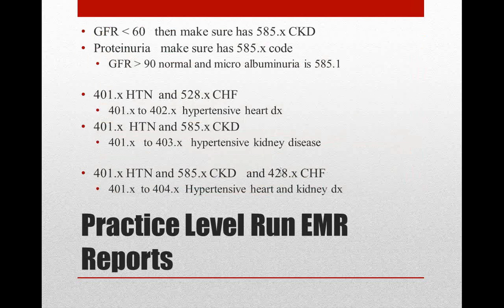So what can we do at a practice level to maybe identify some of these patients? Well, you can run some reports. You can run reports easily on your patients that have GFRs less than 60. Make sure they have a diagnosis of chronic kidney disease. Patients with proteinuria, same thing. You can run reports on your patients that you've coded as 401.X with CHF or chronic kidney disease. You should be using the 402 or 403 if there is a link or it's documented. Same thing with the 404 if they have both of those.